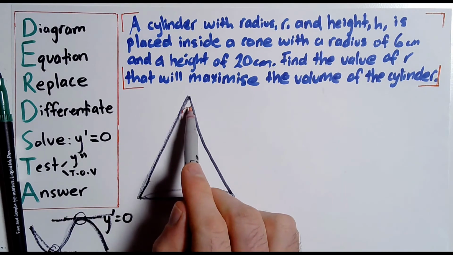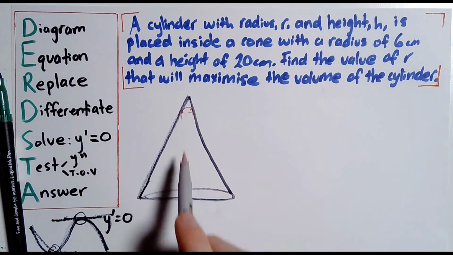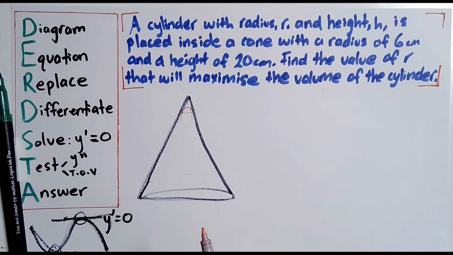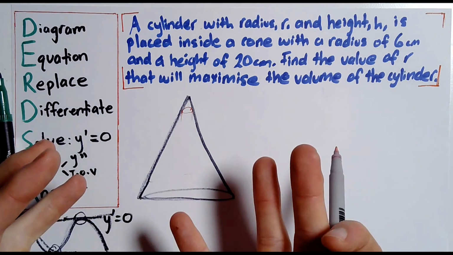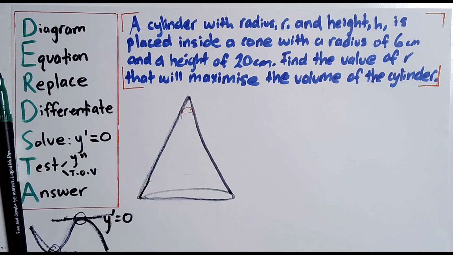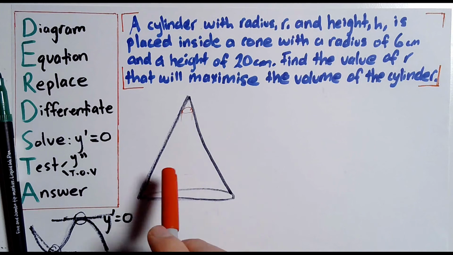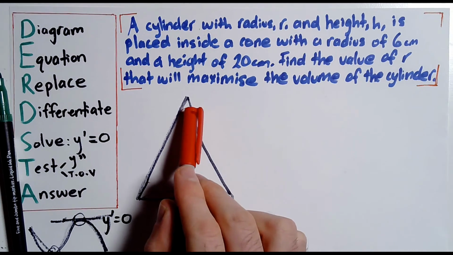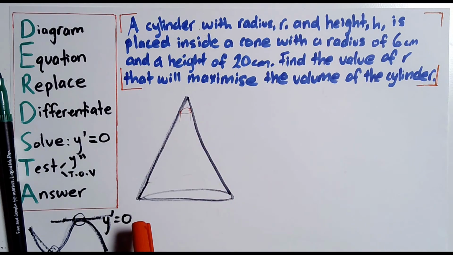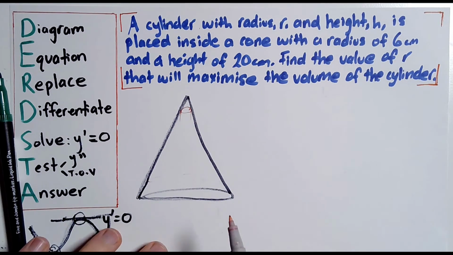The very thin cylinder that starts at the top and goes all the way down through the middle is probably not going to have the biggest volume. And that's actually what the question wants us to find. Find the value of the radius for the cylinder, right? So that's the width of the top of the cylinder and the bottom, that will actually give the biggest volume inside this cone. So I'm just going to draw a cylinder roughly in between here.